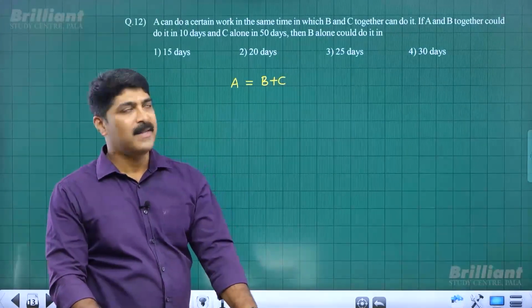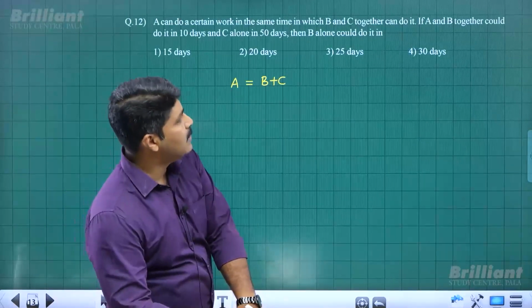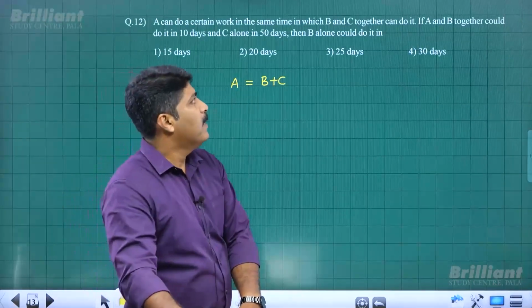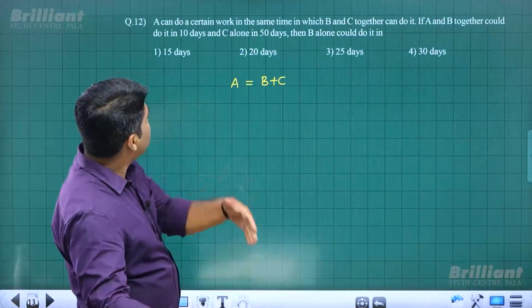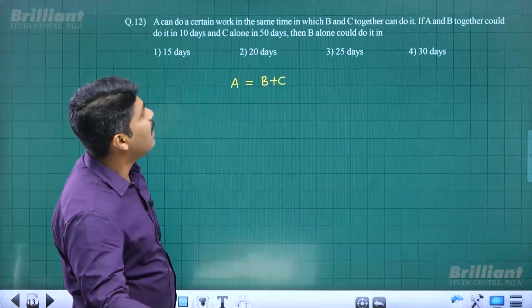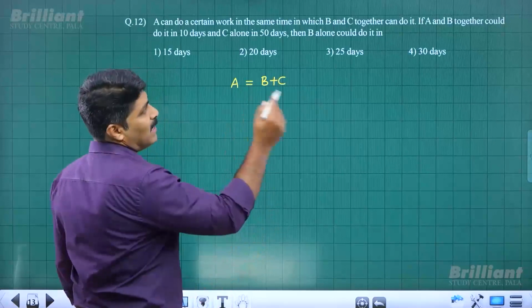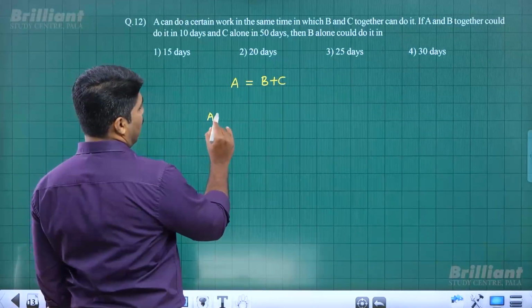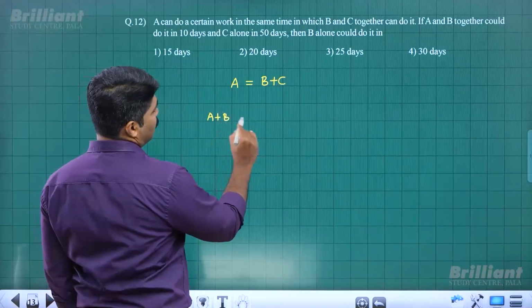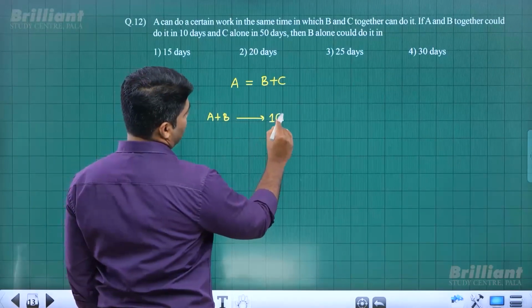Got it? And what is the second statement? If A and B together could do it in 10 days, B and C alone in 15 days. So that's another statement here. But there are connections like this. A and B together in 10 days.